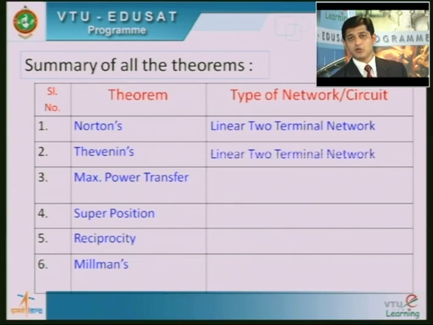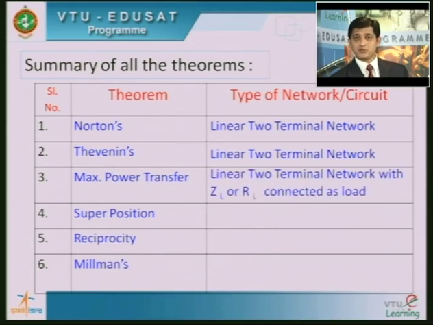The same thing happens with Thevenin's. In Thevenin's also we deal with a linear two-terminal network. With maximum power transfer, what is the extra that we do? In maximum power transfer, you have a linear two-terminal network, but across those two terminals, you are connecting the load, because we derive the conditions for the maximum power transfer. So what load needs to be connected across those open circuit terminals for maximum power to be transferred? That's why the type of network is a two-terminal network with ZL or RL connected as load across these two terminals.